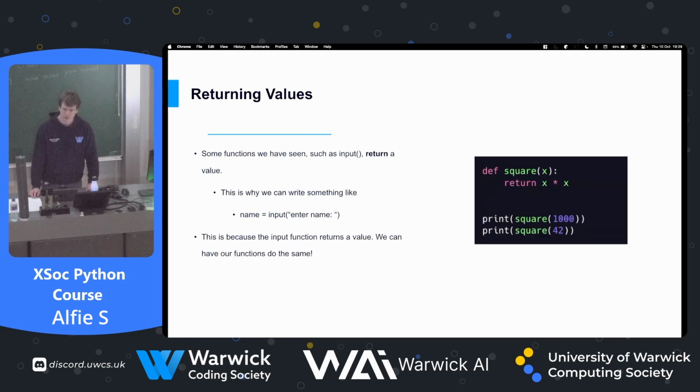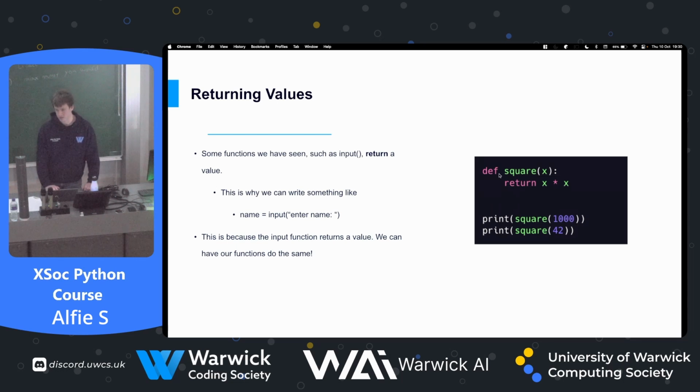Functions can also return values. So when you use the input function, sometimes you assign it to a variable. Sometimes you would write name equals input, enter name. How do we get that for ourselves? I would like that. So we can use this return syntax, which returns something from a function.